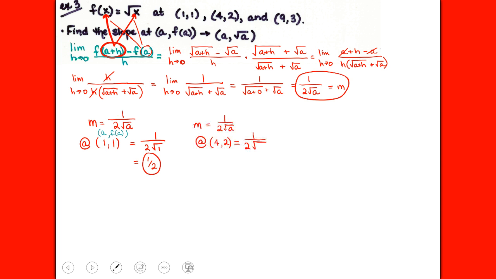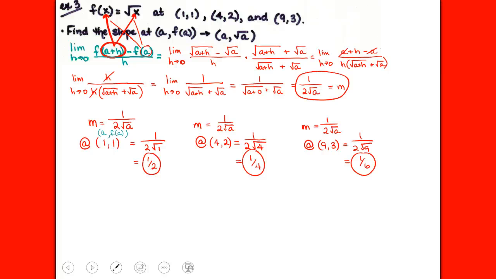So if I wanted to know the slope at 4, 2, again, this is my formula that we just created for slope. So at 4, 2, what is a? Which of those is my a value, 4 or 2? 4. So I could take 4 and put it in the place of a. So if I put 4 in the place of a, I'll get 1/4. Then I could do the point 9, 3. At 9, 3, which of those is my a value, 9 or 3? 9, right. So I could throw the 9 in, and I've got my slope.